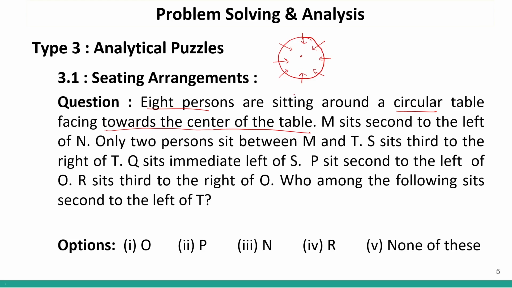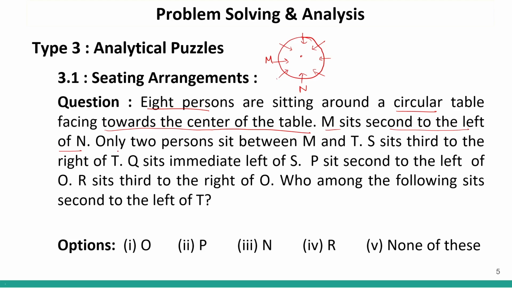Okay. Now, M sits second to the left of N. So let's say N is sitting over here. M will sit second to the left. This direction will be the right of N and this will be the left of N. How come? Just consider yourself to be in the position of N. Let's say if I am N, then this direction will be my right and this direction will be my left. Correct? So, we know in the question it is given that M is sitting second to the left. So 1 and 2. So M will be over here.